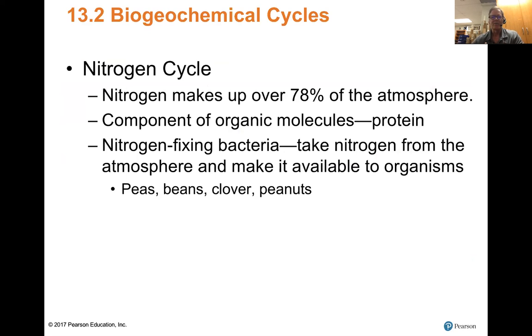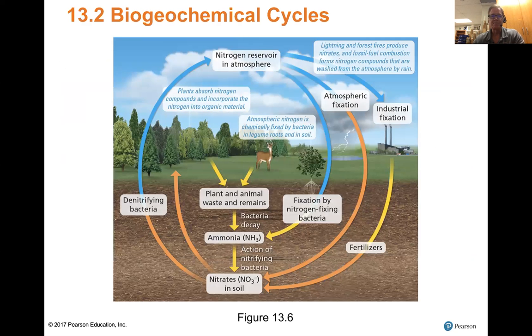Now, the nitrogen cycle. Nitrogen makes up almost 80% of the atmosphere. It's a component of organic molecules, which is why it's so important, because it's involved with proteins. There are certain bacteria that take nitrogen from the atmosphere and make it available to organisms, especially clover and peanuts. So here's your nitrogen reservoir. Plants absorb the nitrogen and incorporate that into organic material, and it's released back into the soil. Plants decay and get to the soil. That helps keep the soil in equilibrium.